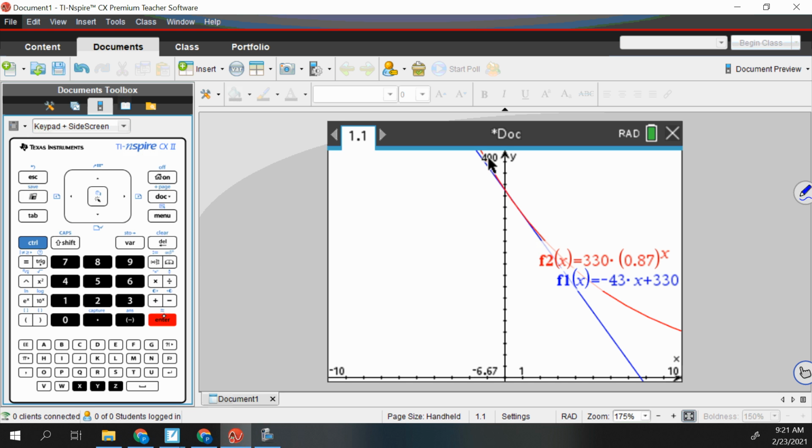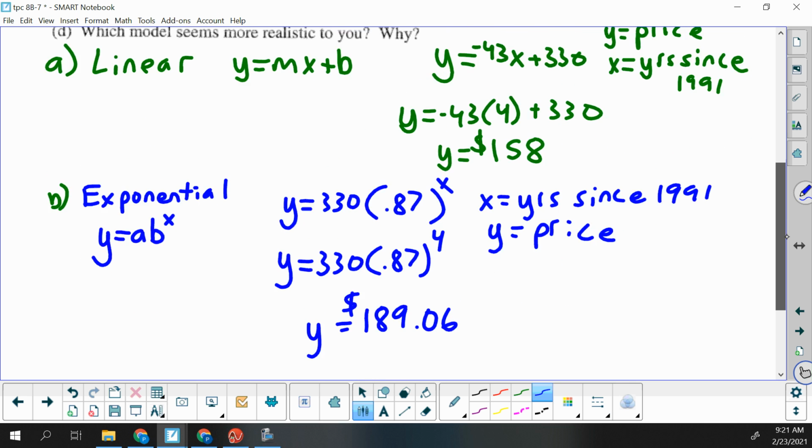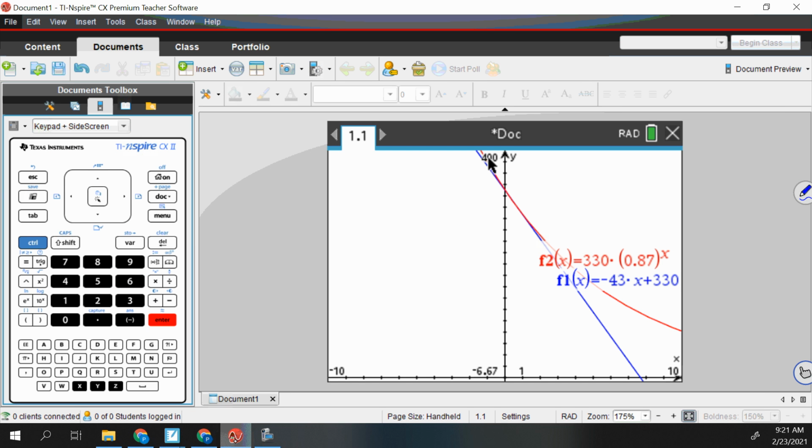And we want to think about, for that last question, part D, which model seems more realistic. A big thing to notice here is that somewhere between years 8 and 9, the linear one dips below 0. So that means at year 9, with the linear one, they would be paying you to take the cell phone. So that's probably not realistic. Therefore, the exponential one is probably the more realistic model. It continues to decline, but the customer is still having to pay something for the phone.